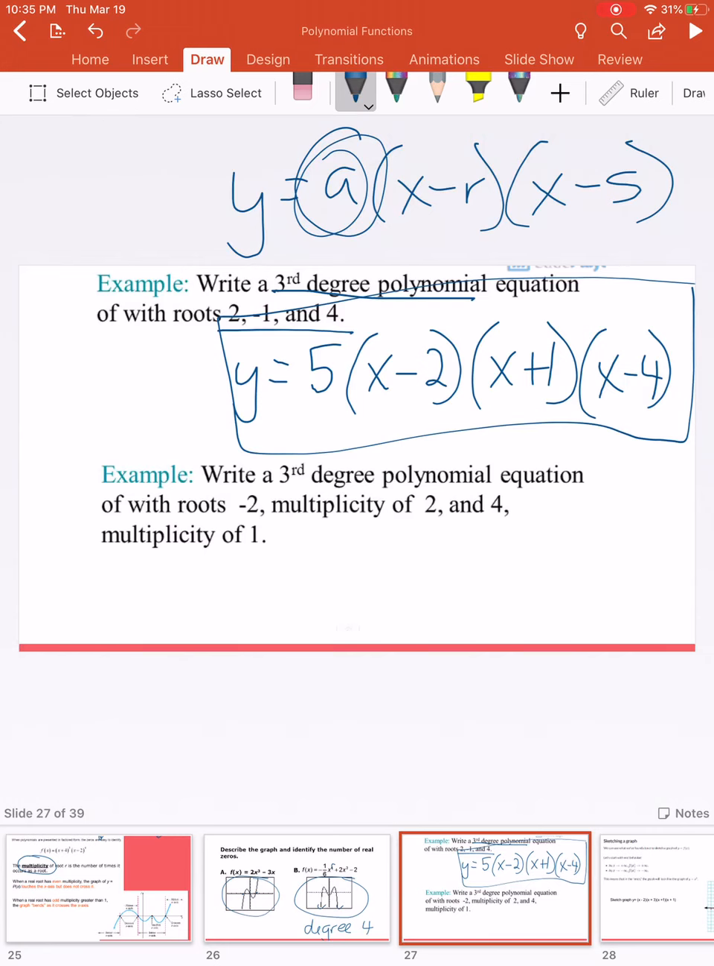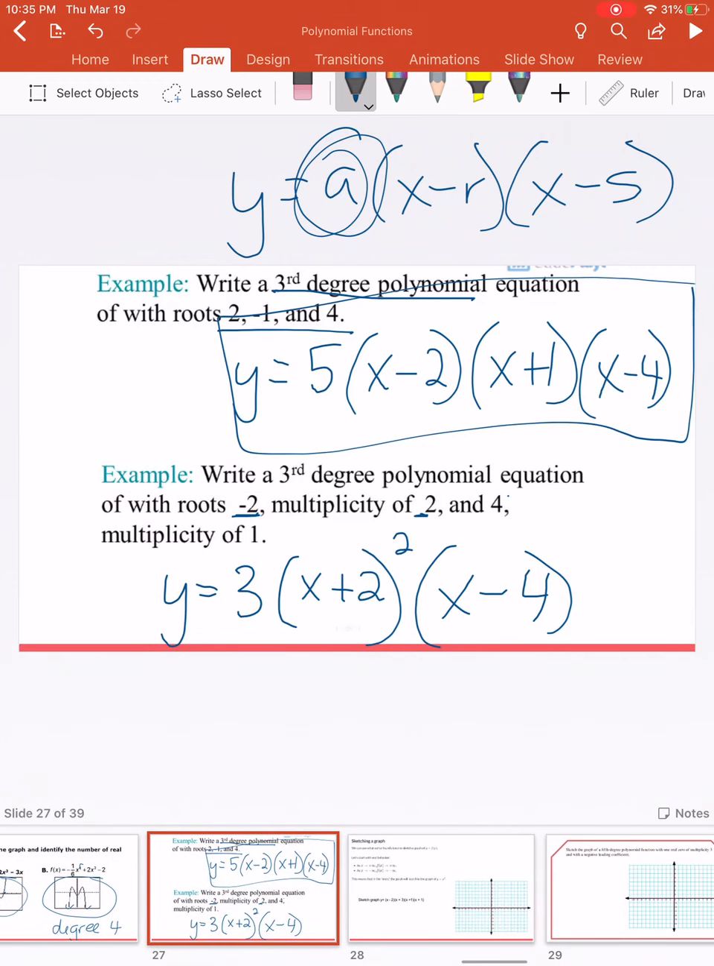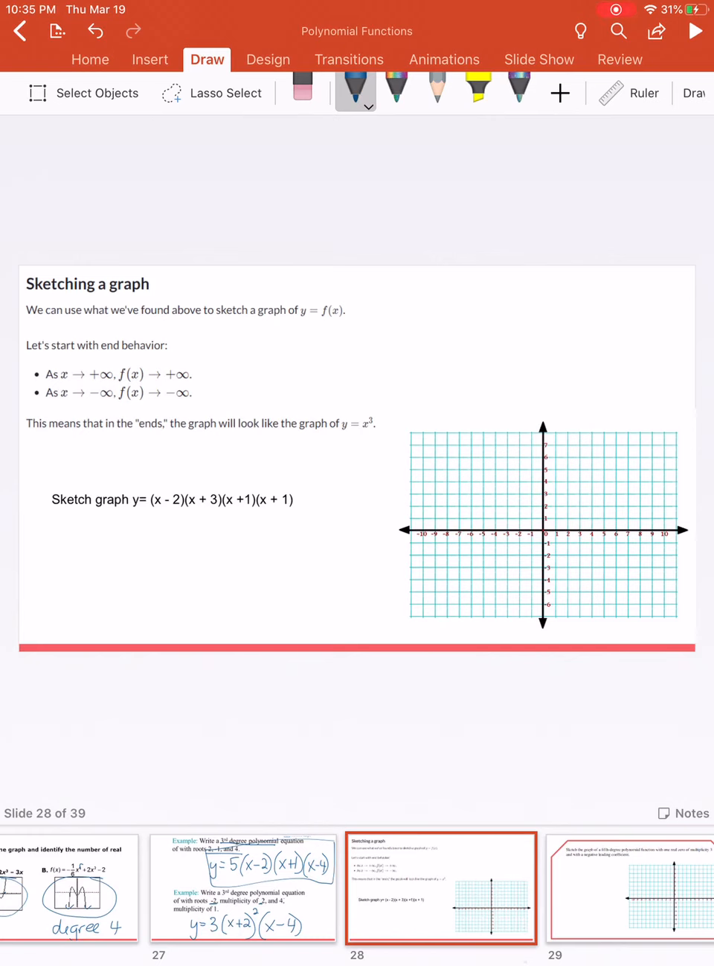Now we have a third degree polynomial with roots -2, multiplicity of 2. So let's write an a value to start with. Let's pick 3 for our a value this time. If we have a root of -2, that means we have a factor of x plus 2. It has a multiplicity of 2. And we have a root of 4, so that means we'll have a factor of x minus 4 and a multiplicity of 1. And there we go.